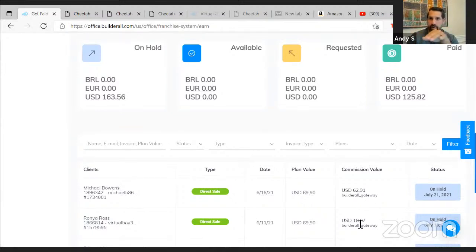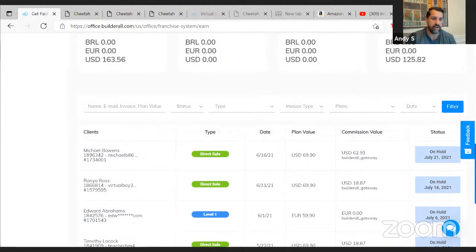That's the direct people. So the first month that they upgrade, you get 100% back. Then the month after that, it's 20%. Then you make this $18.87. So when you multiply $18.87 by 4, that's going to pay for your subscription every month. So it's not very hard to get this rolling, okay, to get this going. Now, that's direct sales. Now, what happens on your level 1?